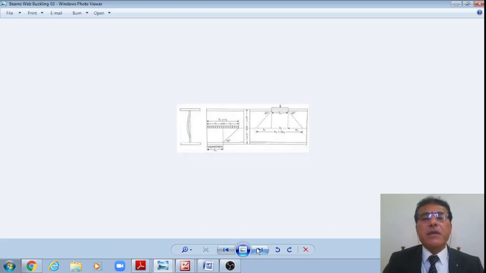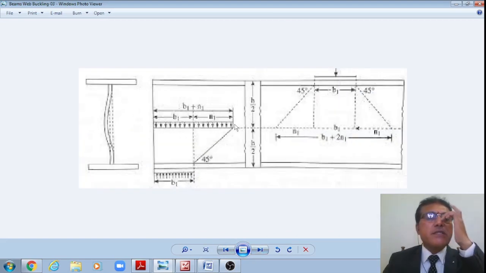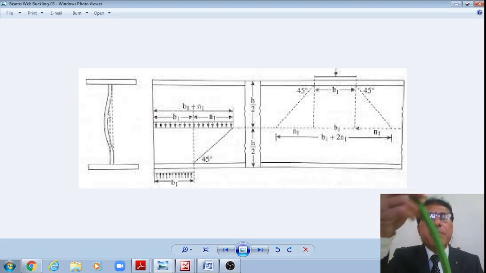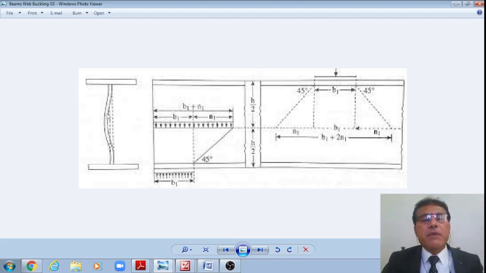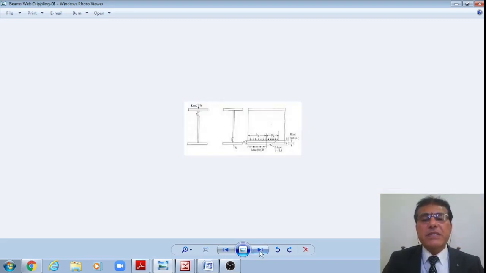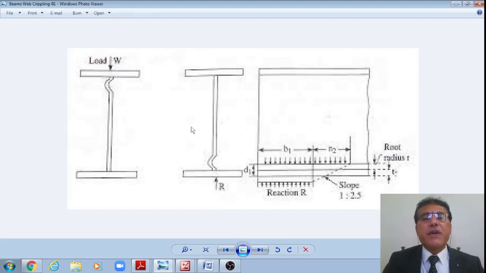However, I'm not requiring this, so I'm skipping it. Then what is the check for crippling? The check for buckling under the concentrated load is B1 plus 2N1. I don't require this. At the support it is B1 plus N1. The central part of the web is buckling as if it were a column fixed between the two ends like this. This is the check for buckling. I don't require it here because it is less than 67 times. This is the check for crippling.